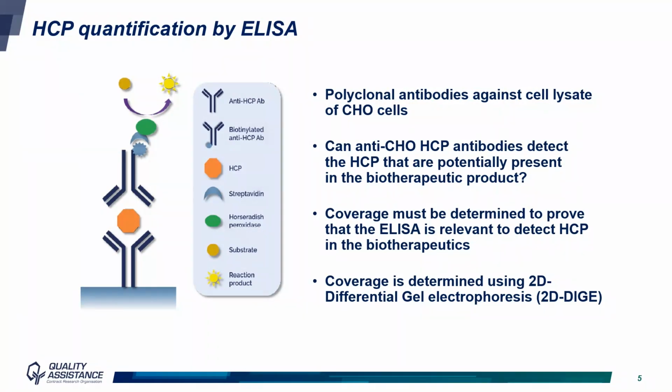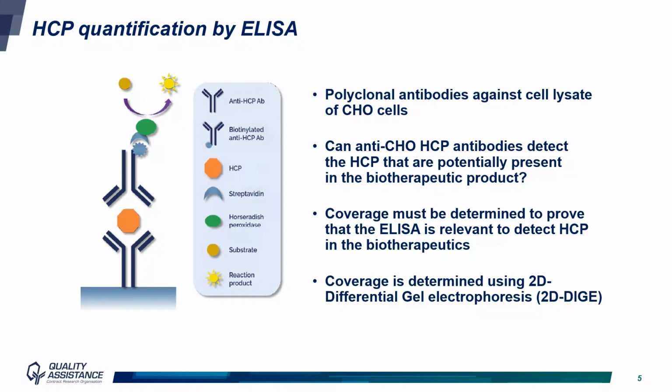This raises an important question. Can anti-CHO HCP antibodies detect all the HCP that are potentially present in the biotherapeutic product? During the anti-HCP antibody production, some HCP can be non-immunogenic in the animals, and therefore no antibodies will be directed against this protein.